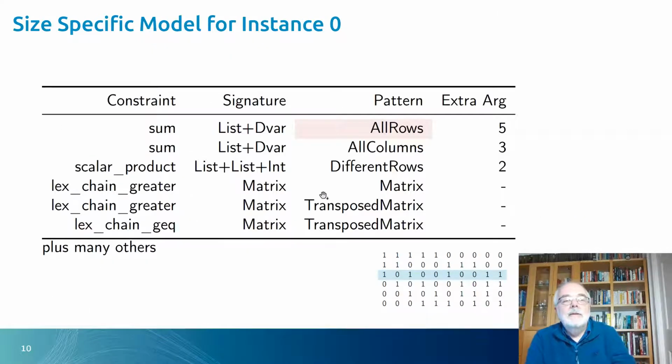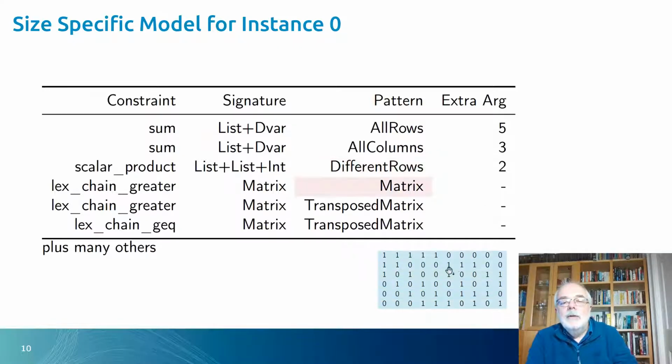And here's what we get if we run our example against this pattern generator. We find a sum constraint that applies to each row of the matrix and produces a sum of 5. Here we have our example: the sum of this row is 5, and for every row, it's 5. And we have a constraint for each column where the sum is equal to 3 for every column. And we have a constraint for different rows where we have the scalar product that produces a scalar product of 2.